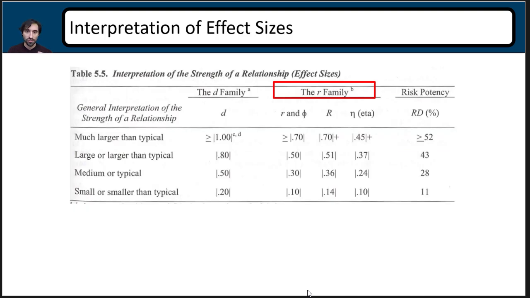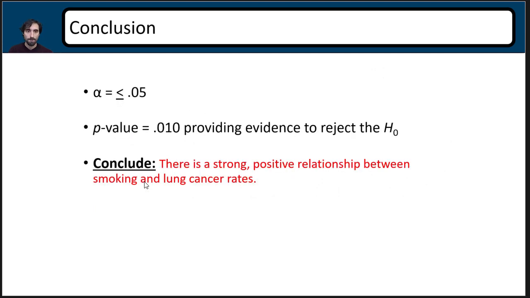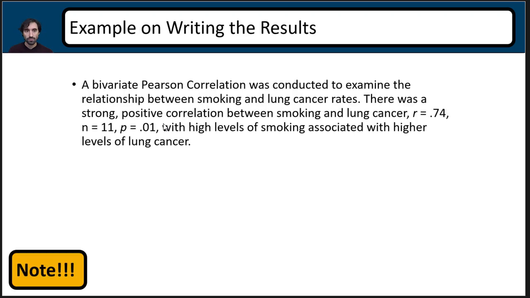All right, this is like an extra part just to look at the effect size, and looking at R, and just knowing how to say it's much larger in the strength of the relationship versus a medium or typical. And so we have a conclusion that with a p-value of 0.1, that is definitely below our alpha. So we can say that there is a strong positive relationship between smoking and lung cancer rates.